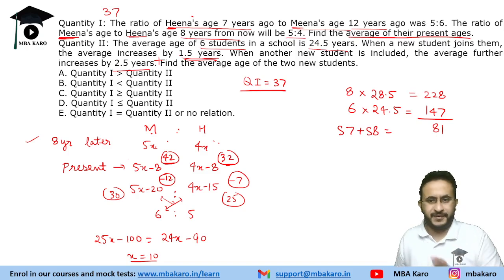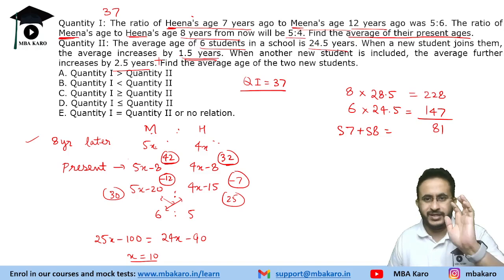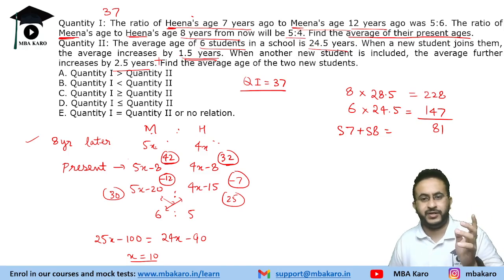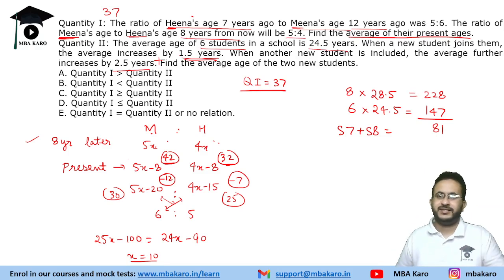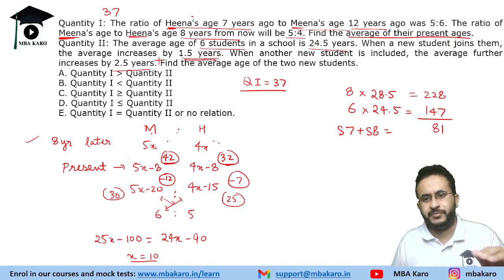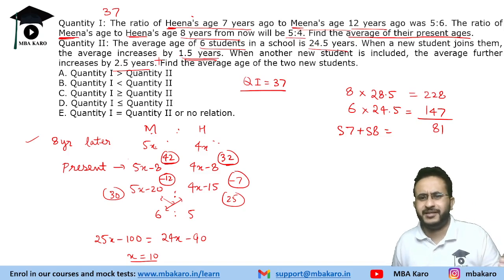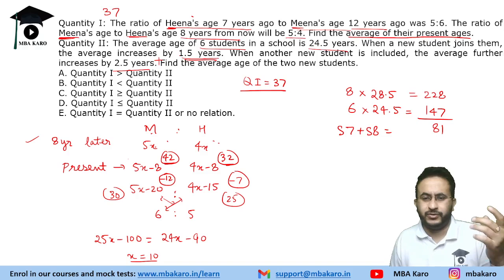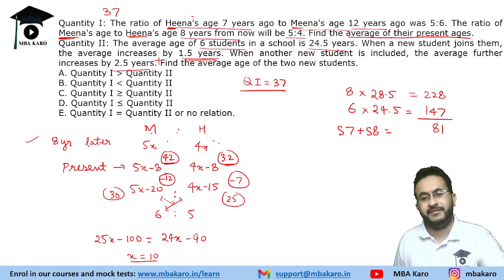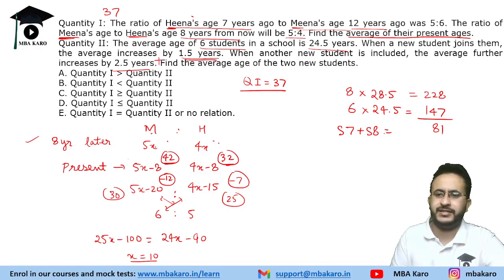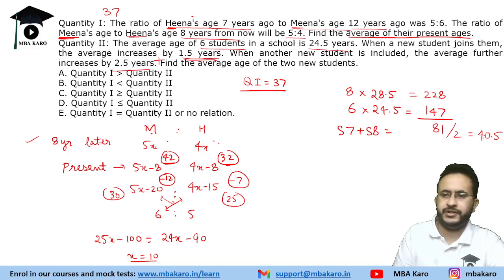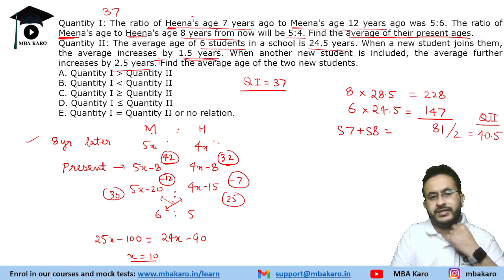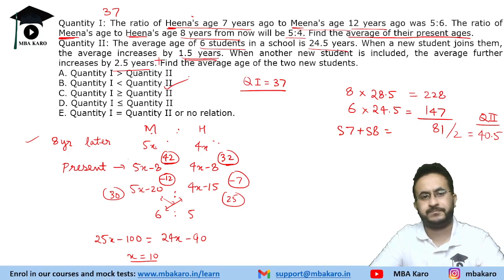No need to find them separately, you can find it directly also. Okay, so that is the thinking that one needs to have. If you can think like this, that means you are better than most of the people, because people will calculate the 7th person and 8th person separately. You ultimately have to find the sum of the 7th and 8th student. So their average is 40.5. So obviously this average is higher. So quantity 2 is 40.5, and quantity 1 is 37. So quantity 2 is greater than quantity 1.